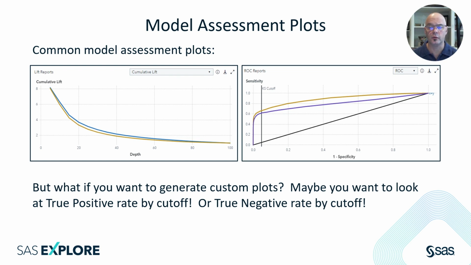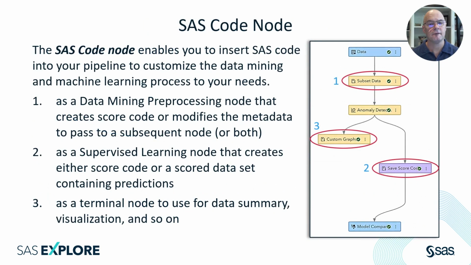But what if we wanted to generate a custom plot? The ROC chart, for example, is based on true positive and true negative rates. What if we wanted to look at those values separately, not combined within the ROC chart? Well, we can do that using the SAS code node. We've already seen in this workshop the SAS code node being used to build a model. And as I said earlier, anything that you can do in SAS code, you can do using the SAS code node. You can generate features, you can explore the data, you can build models. In this case, what we're going to be doing is generating some new plots.